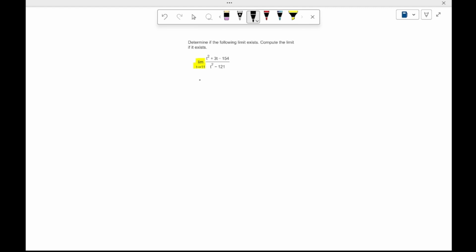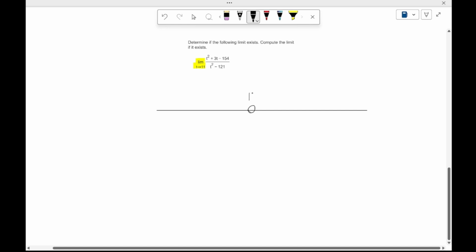And you're probably wondering, what is that? That means how close. So if we have a number line here, that's a poor number line, we'll label this circle as 11. So how close can we get to 11 without reaching it, and what number will that reach? What will this function equal as we approach 11 from either side, from the 10 or from the 12?